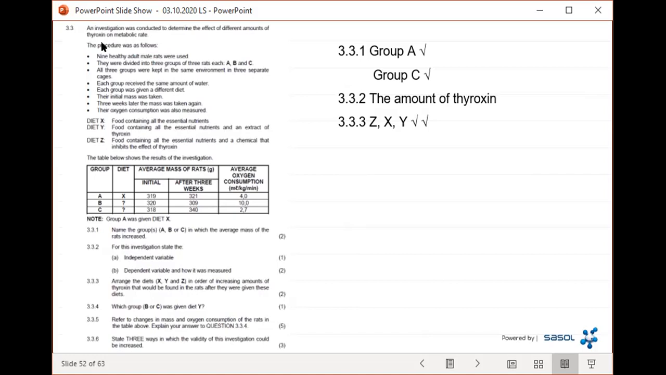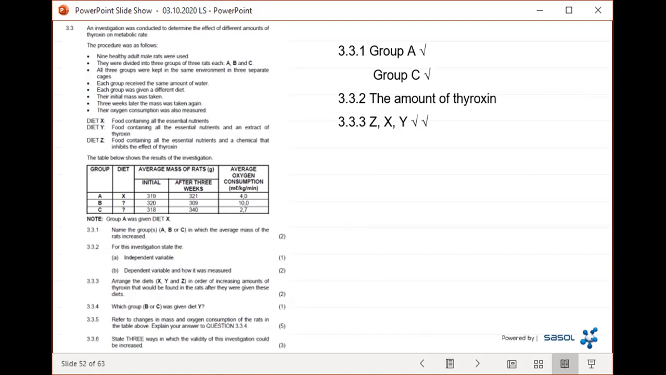It says an investigation was conducted to determine the effect of different amounts of thyroxine on metabolic rate. So the independent variable is the amount of thyroxine, and the metabolic rate would be our dependent variable. So that would be B. Question 3.3.2b: what is the metabolic rate, and how was it measured?